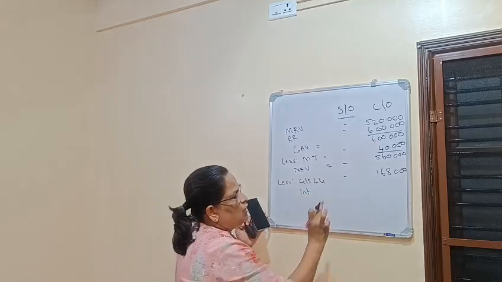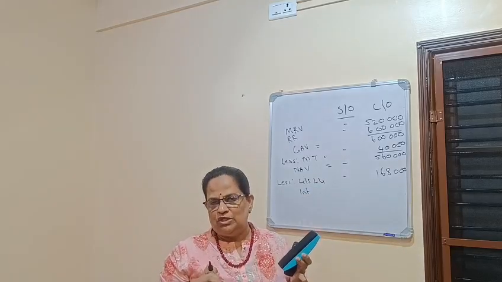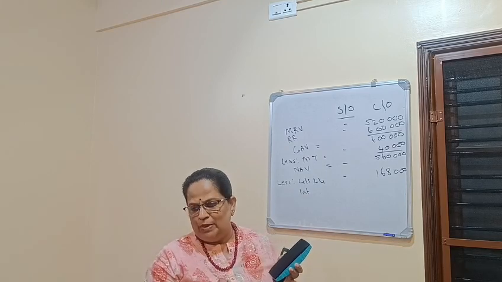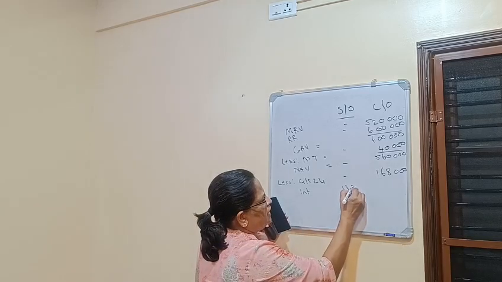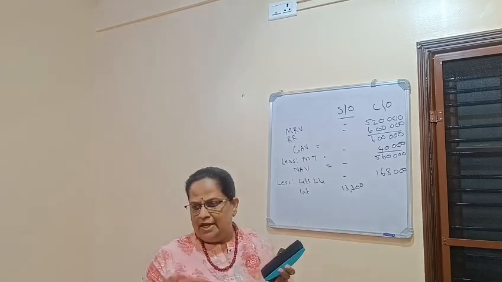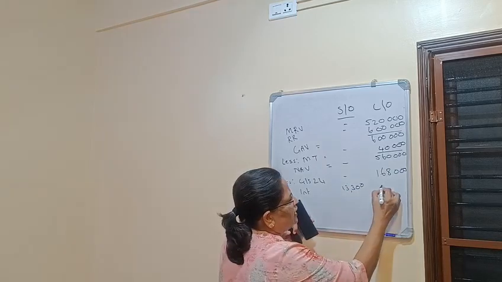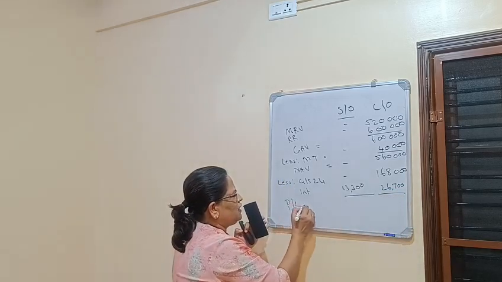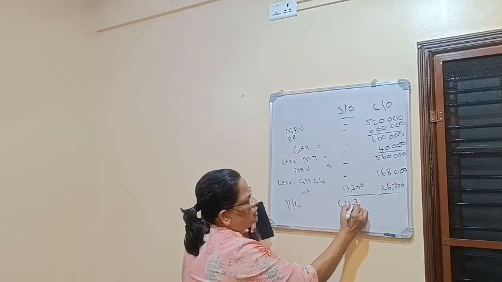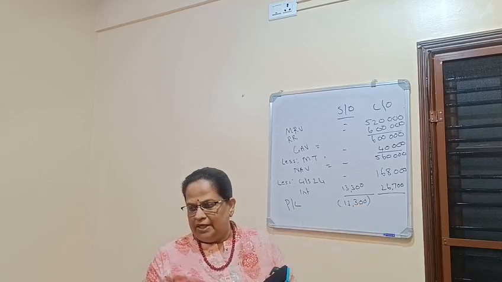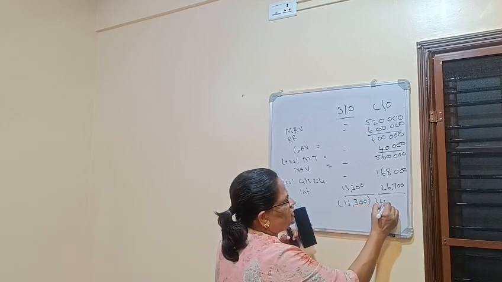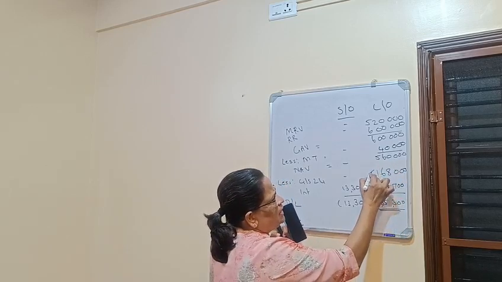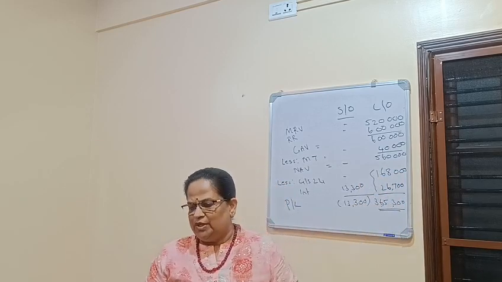Interest will be allowed for self-occupied house property as per the old scheme. 40,000, we have to divide in the ratio of 1/3 and 2/3. So this is 13,300 and the next one is 26,700. So profit or loss from house property: here it is a loss of 13,300. Here it is 3,65,300. How? This is profit 5,60,000 minus these two values. So this is as per the old scheme.